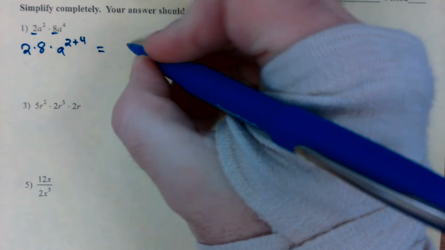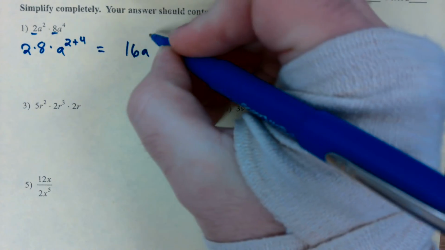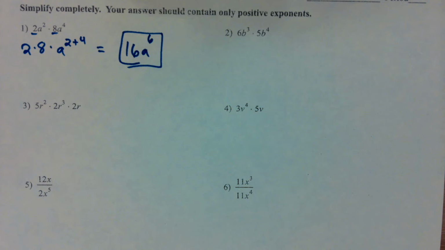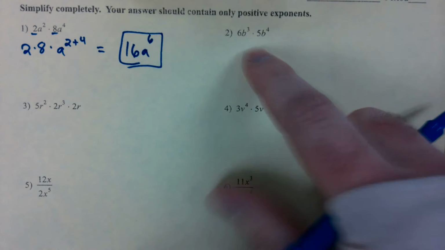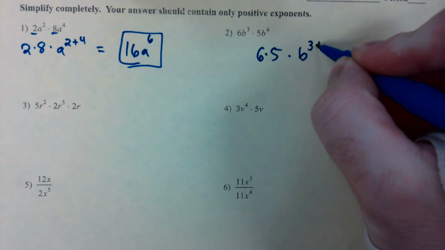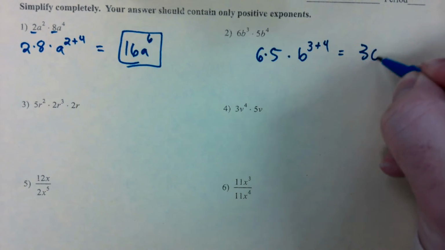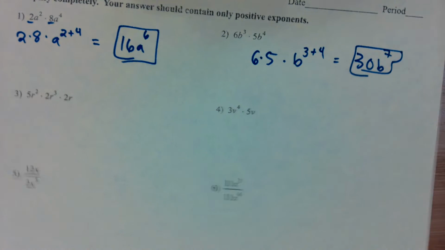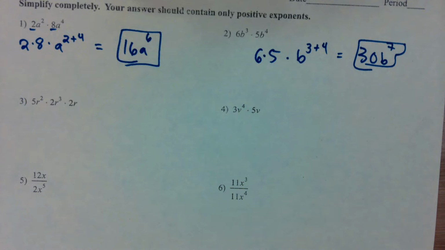2 times 8 gives us 16. A to the 2 plus 4 is a to the 6th. Number 2, 6 times 5 times b to the 3 plus 4 gives us 30b to the 7th. Messed up that box a little bit, but it's okay.